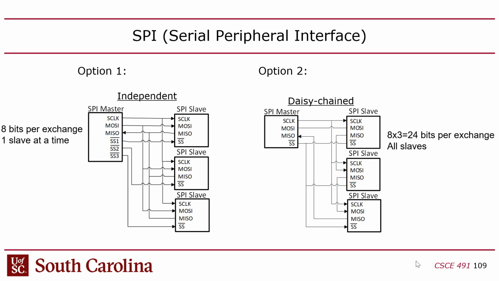The other option is to use a system that's actually employed by JTAG in reality, is to use a daisy chain.